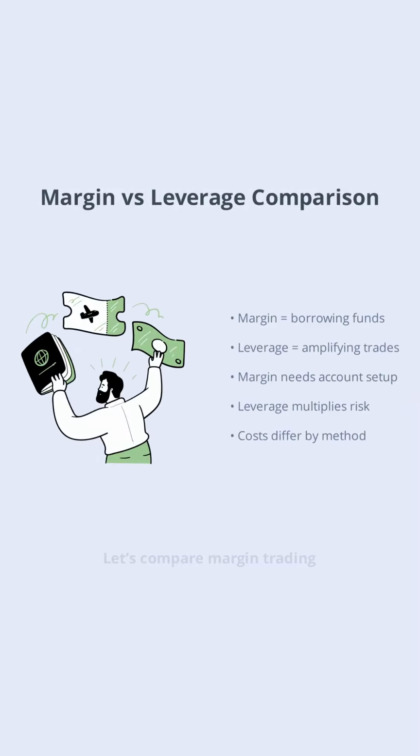Let's compare margin trading and leverage side by side. Margin trading is all about borrowing funds to trade larger positions, while leverage is about amplifying your exposure to the market. With margin trading, you need a margin account and may pay interest or fees on borrowed money. Leverage, on the other hand, multiplies both your gains and losses and can be used in margin trading or derivatives trading, sometimes without direct borrowing. The key takeaway is that margin trading allows you to use leverage, but leverage can also exist in other forms of trading. Always remember, both tools increase risk, so use them wisely.